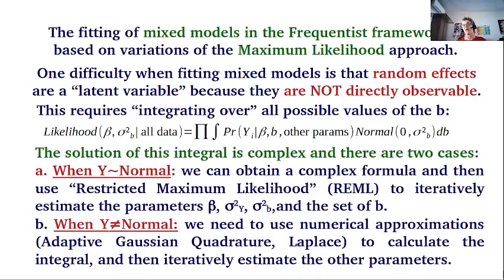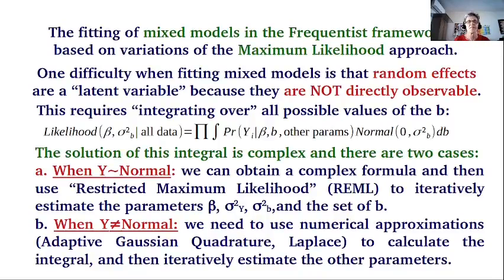There are two main methods, but these are not the only ones. These are known as the adaptive Gaussian quadrature and the Laplace methods. These approximations are used to calculate the integral and to then iteratively estimate the other parameters. In the book, I provide some more intuitive explanations of all these details if you ever need or want to read it.